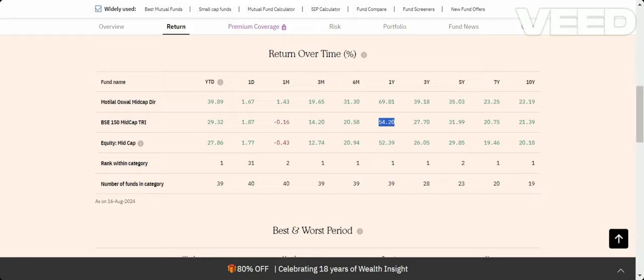The benchmark against which these returns are mapped for Motilal Oswal Midcap is the 150 Midcap Index, and this is one of the most difficult indices to beat for any mutual fund. So the mere fact that Motilal Oswal Midcap Fund has been able to consistently beat this benchmark over the last 10 years is quite remarkable, and the reason for that lies in its portfolio. So just pay close attention.